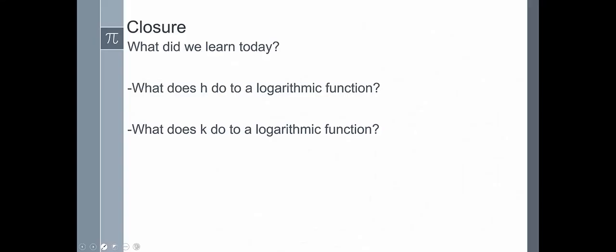So to close today's lesson, we talked about how we can transform a logarithmic function. So what does h do to a logarithmic function? H is the horizontal shift. It's going to take the graph from the starting point, which is (1, 0), and shift it left or right. What does k do? That is the vertical shift. It's going to shift the graph up and down.